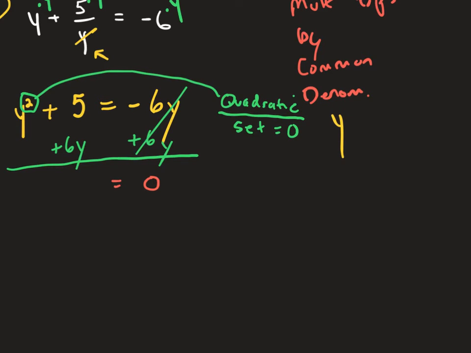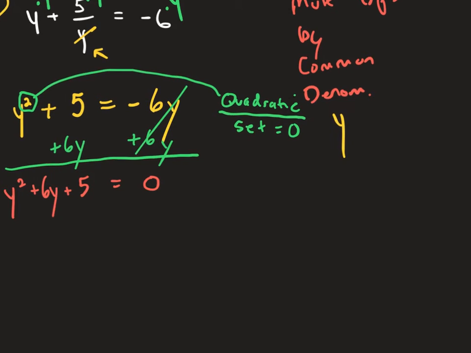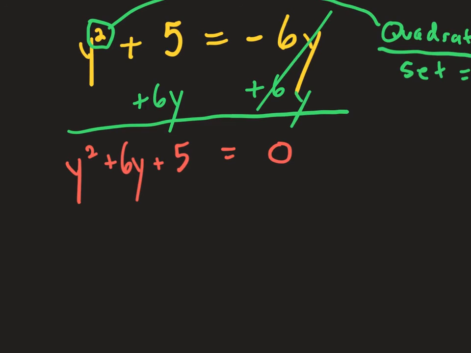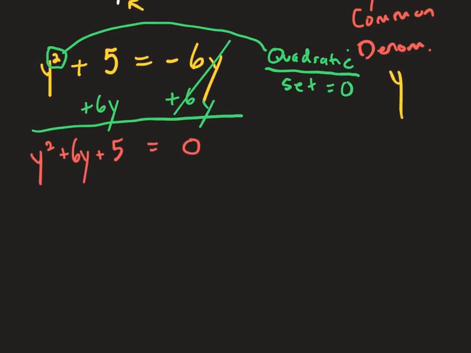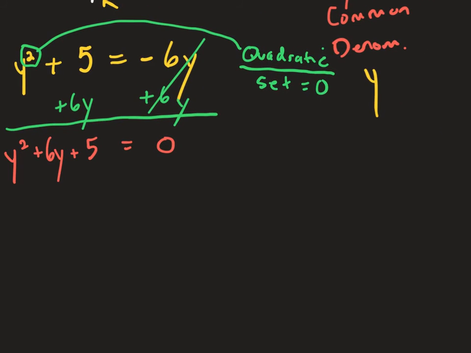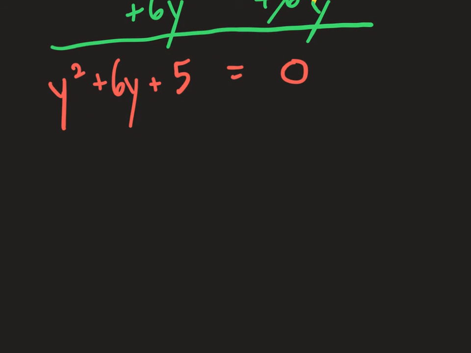On the left, none of these are like terms here. So don't catch yourself putting y squared and 6y together or 5 and 6 together. None of those are like terms. So they stay y squared, 6y, and 5. And from there, if you've got a trinomial like that, you'll want to go ahead and factor it.